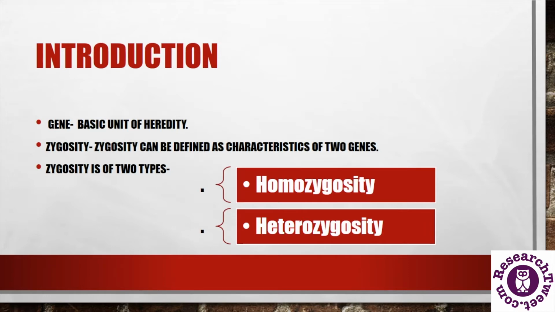Suppose in any diploid organism, an offspring gets only one gene from each parent for a particular trait. Here the similarities or differences between two genes is considered as zygosity. Now, on the basis of similarity, zygosity is divided into two types, which are homozygosity and heterozygosity.